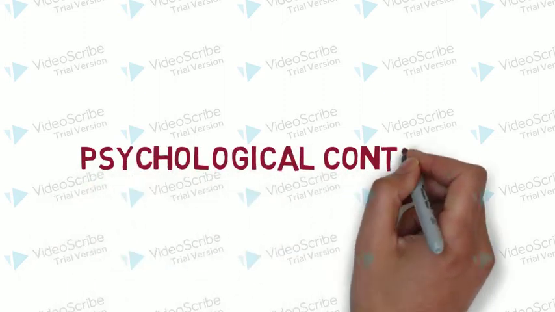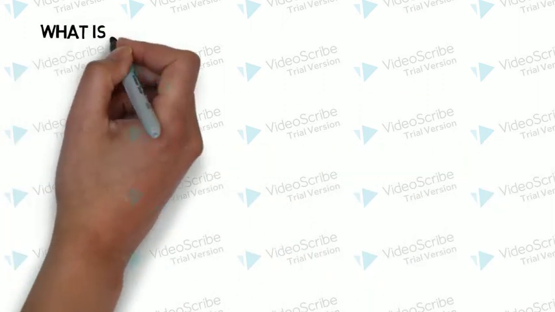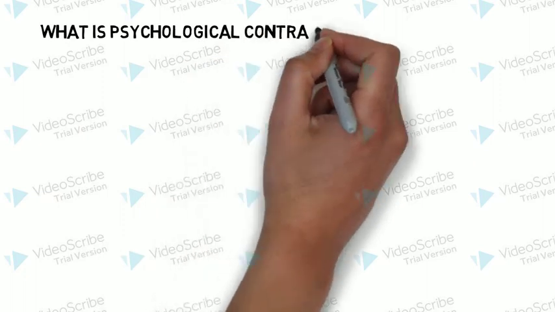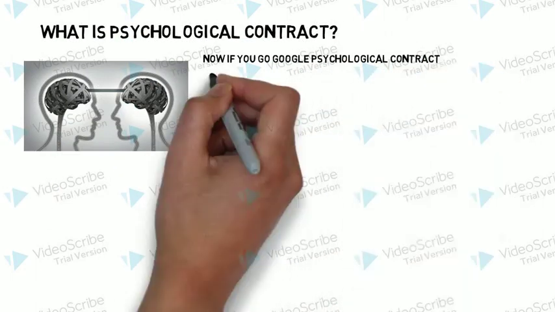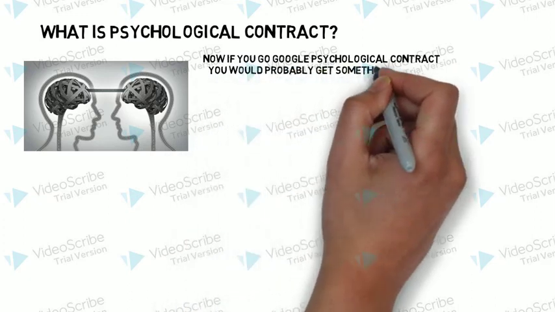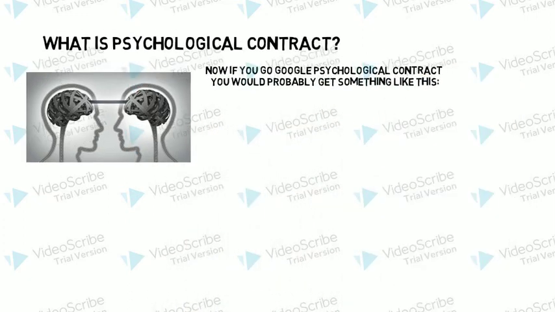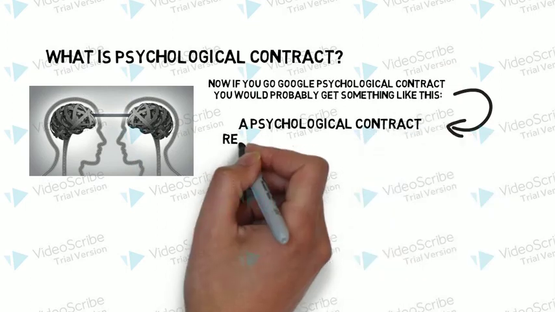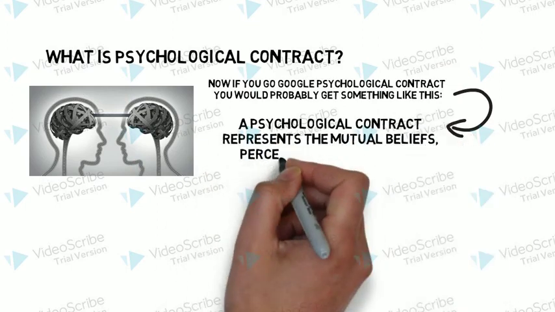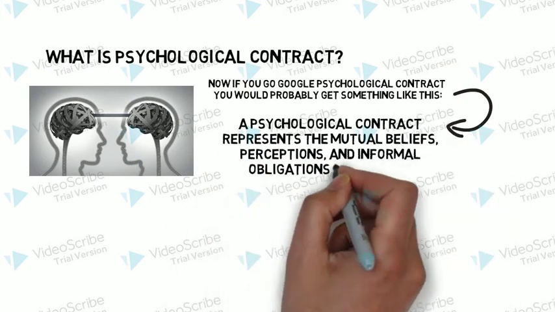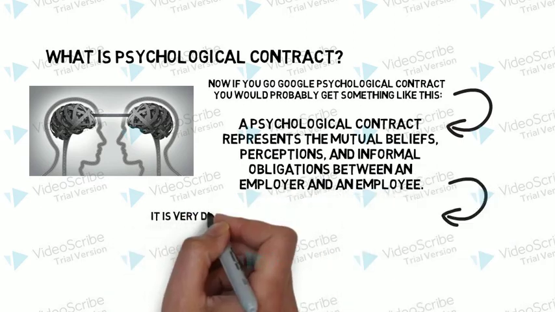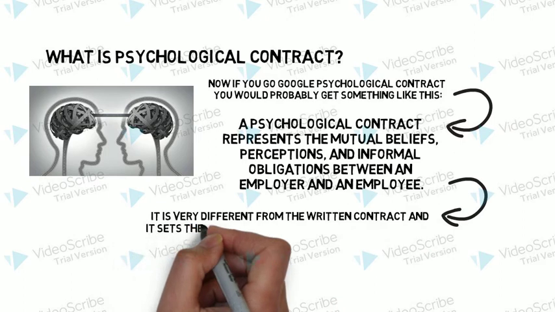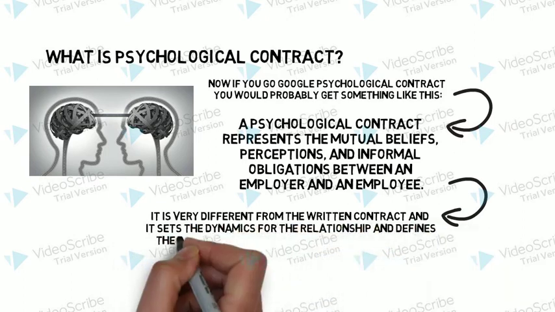Psychological contract. So what is a psychological contract? Now, if you go Google psychological contract, you would probably get something like this. It will probably contain something about how a psychological contract represents the mutual beliefs and informal obligations between an employer and employee, and how it is different from the written contract relationship and defines the detailed practicality of work to be done.